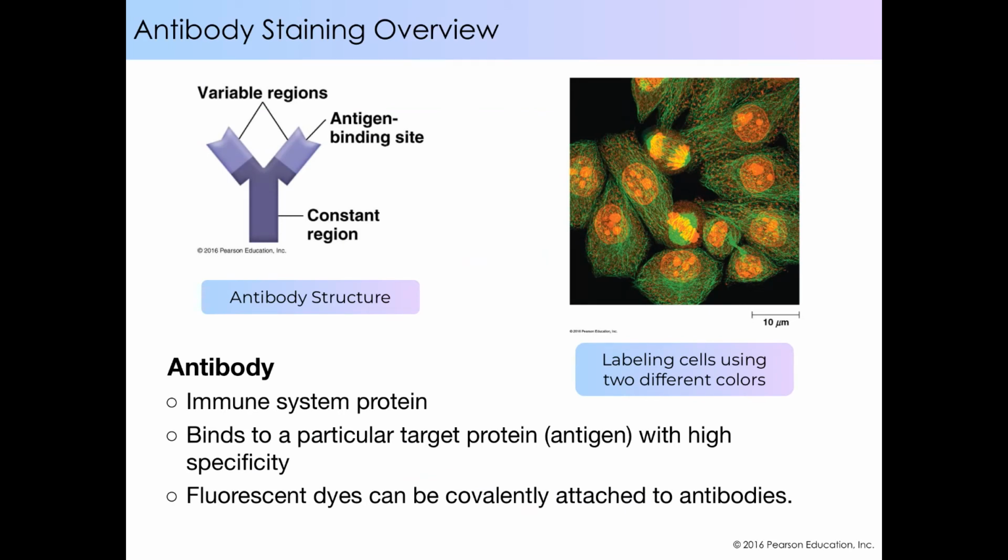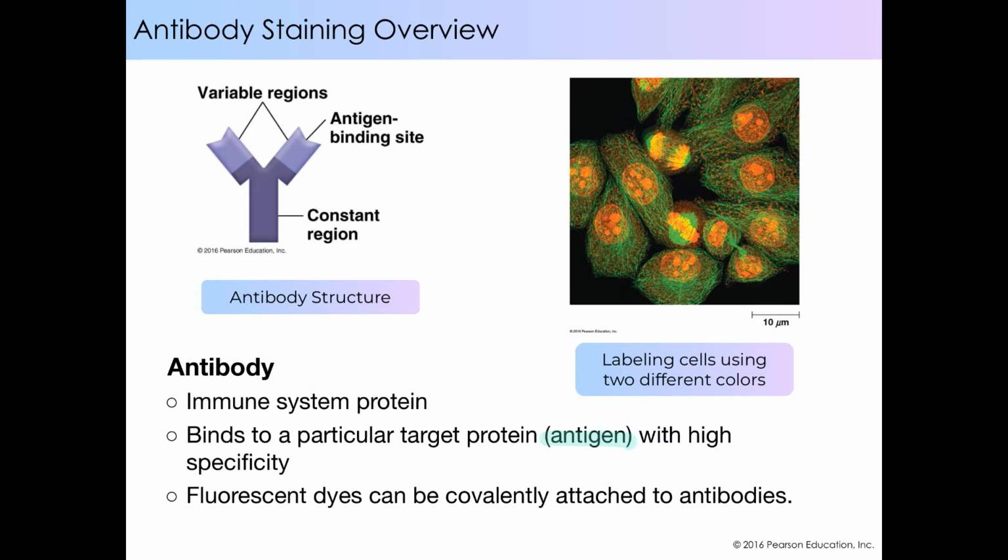Antibody staining takes advantage of the fact that vertebrates develop antibodies in response to the presence of a foreign molecule, which is known as an antigen. Antibodies are proteins, and they contain a constant region, which is the same for all antibodies of a particular type, and variable regions, which are the regions that recognize and bind to the antigen. Now, an antigen could be any molecule, but it could also be a protein.